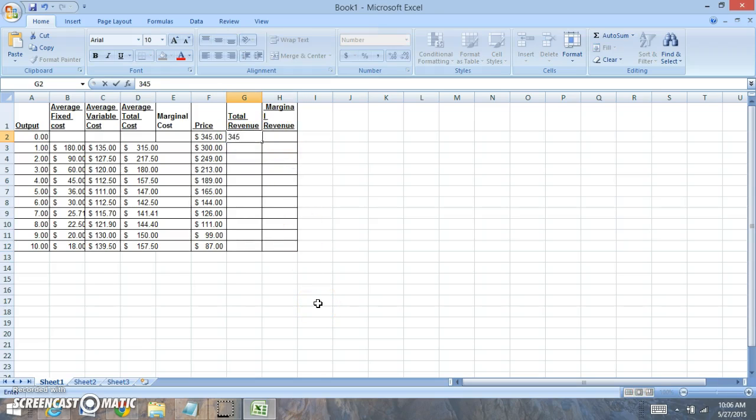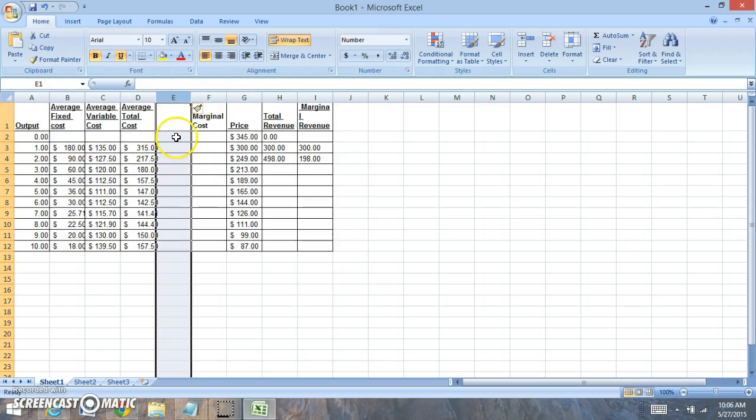This is 345. This is 300. So the marginal revenue, oh, I'm sorry, this is 0. This is 300. And then 249 times 2, 498. So now, what is the marginal revenue? 300, 198. It's the change in total revenue. That's all you do to solve that right there.